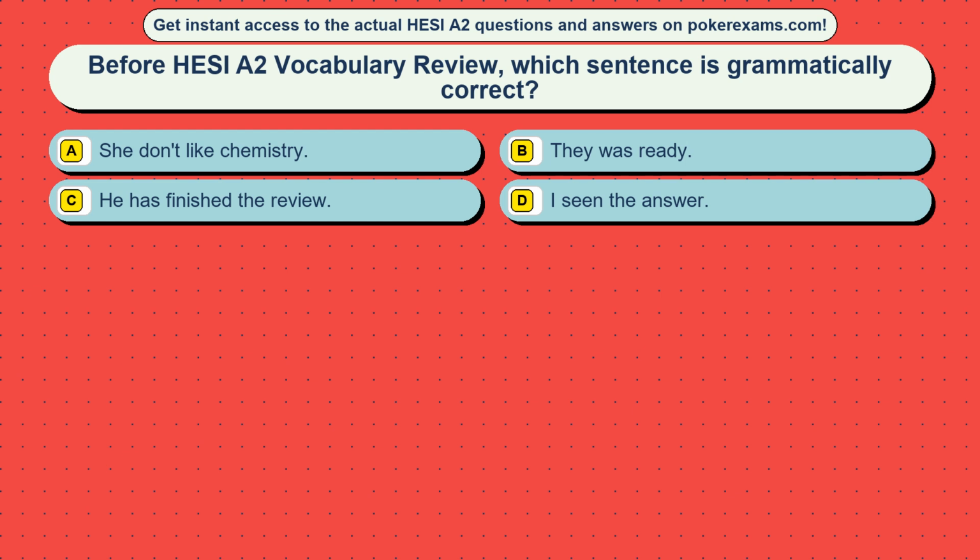Question 25. Before HESI A2 Vocabulary Review, which sentence is grammatically correct? Option A, she don't like chemistry. Option B, they was ready. Option C, he has finished the review.